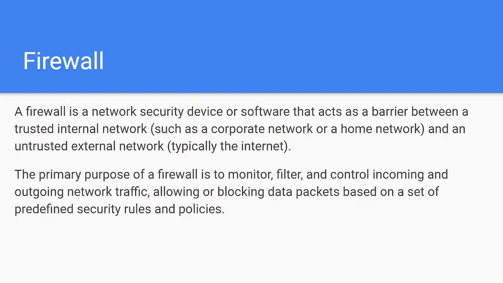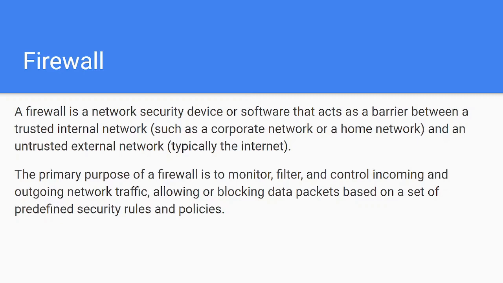So the primary purpose of a firewall is to monitor, filter, and control incoming and outgoing network traffic, allowing or blocking data packets based on a set of predefined security rules and policies. So the main reason why you have a firewall is for you to be able to monitor, filter and control incoming and outgoing traffic. When something is incoming, it means that from the internet it is coming into your network as an organization, and when something is outgoing, it means that from your organization it is going out.